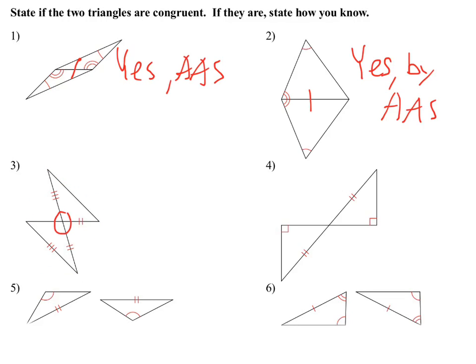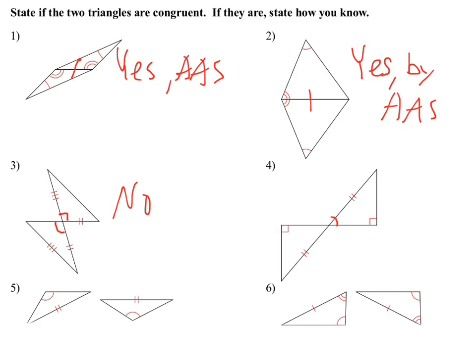Right here in the middle, we have two lines that intersect. The opposite angles are congruent. So for the top triangle, we have side, angle, side. But on the bottom one, we have side, angle. So this one's going to be no.